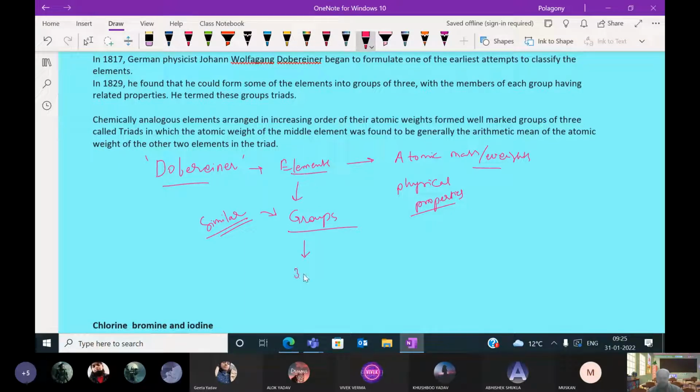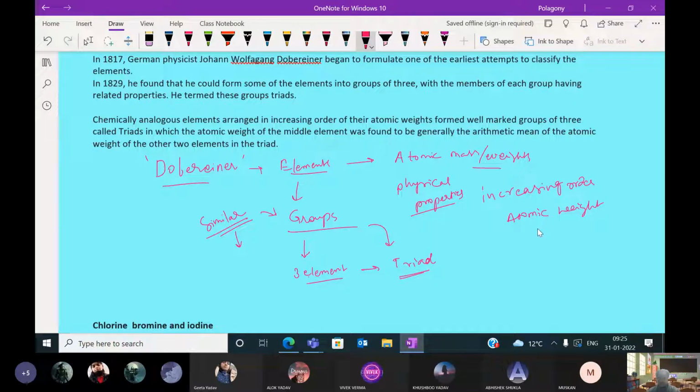How many elements did he take to make the group? He took 3 elements, and he called them a triad. So a group should have 3 elements, those 3 elements should have similar properties, and these elements should be arranged in increasing order of their atomic weights.